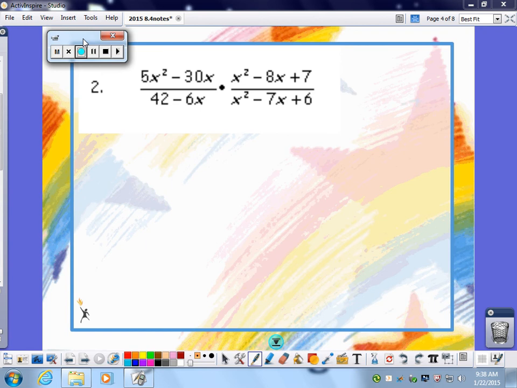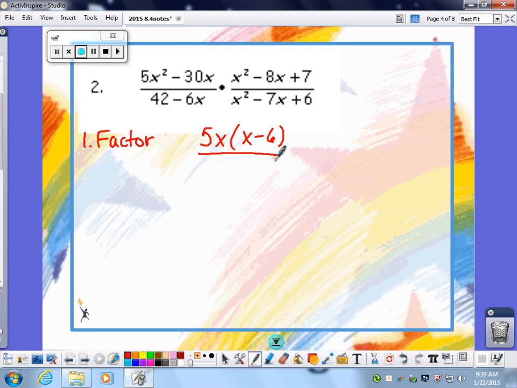Step number 1. We're going to factor everything. Factor everything that can be factored. So let's look at our first numerator. I'm going to factor out a 5x. That leaves me with x minus 6 over.